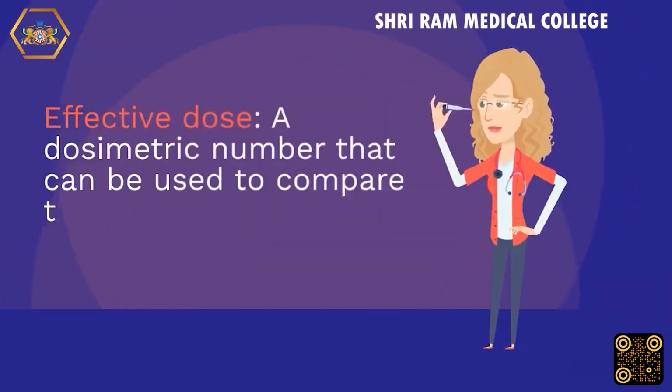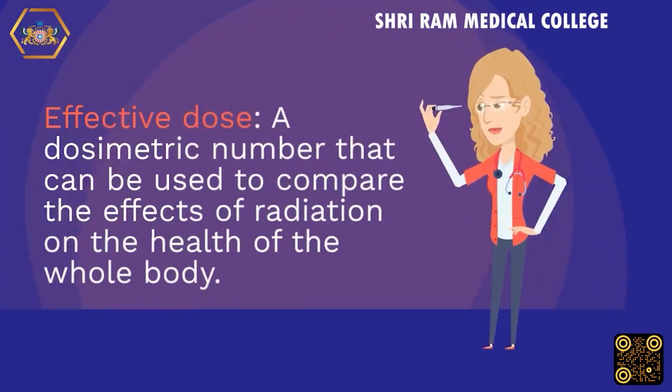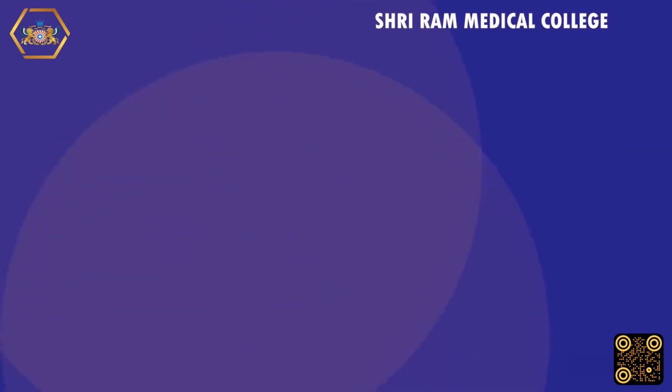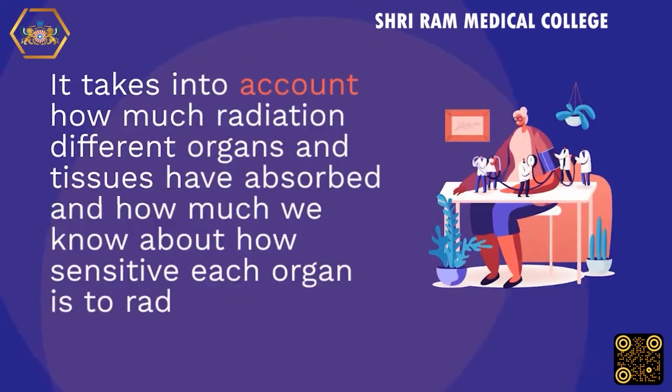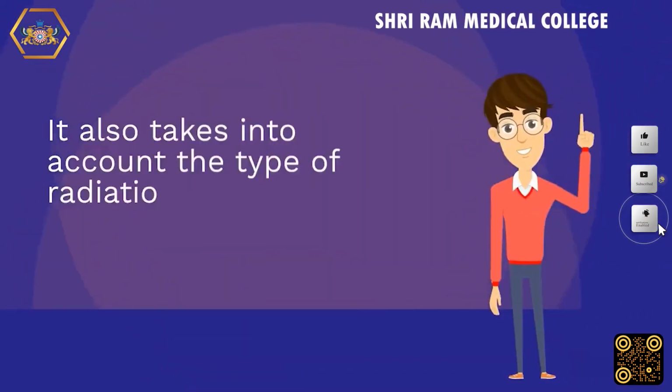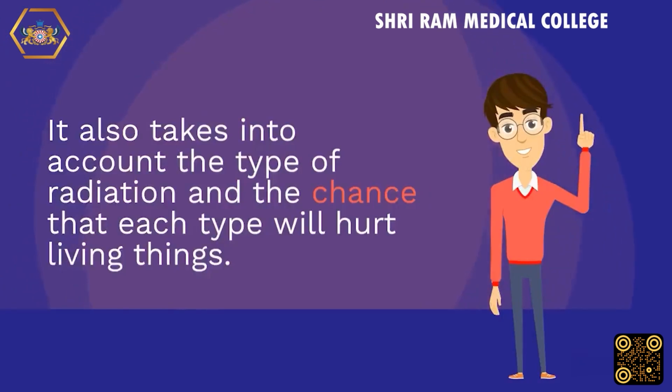Effective dose, a dosimetric number that can be used to compare the effects of radiation on the health of the whole body. It takes into account how much radiation different organs and tissues have absorbed and how much we know about how sensitive each organ is to radiation. It also takes into account the type of radiation and the chance that each type will hurt living things.